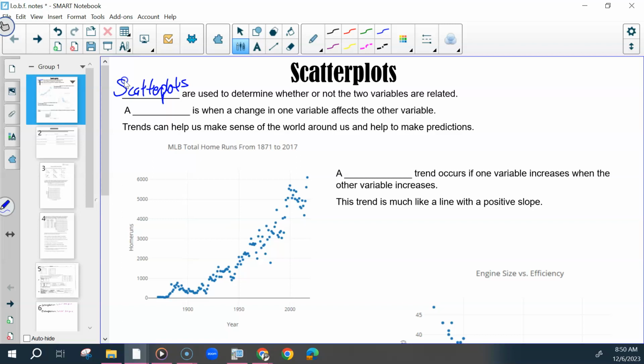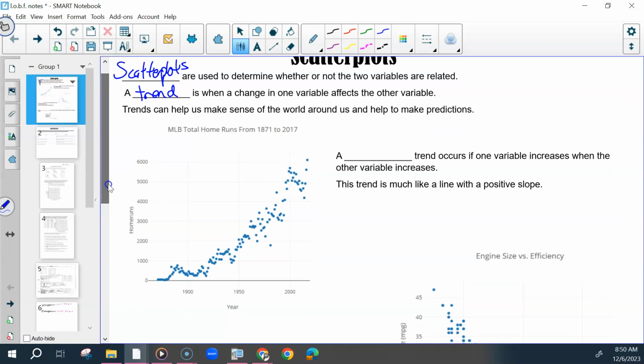A trend is when a change in one variable affects the other variable. Trends help us make sense of the world around us and help us make predictions. I'm going to let you guys try to figure out this one. A blank trend occurs if one variable increases when the other variable increases. Positive. This trend is much like a line with a positive slope. So when you think about positive trends, your x's are increasing as your y's are increasing.